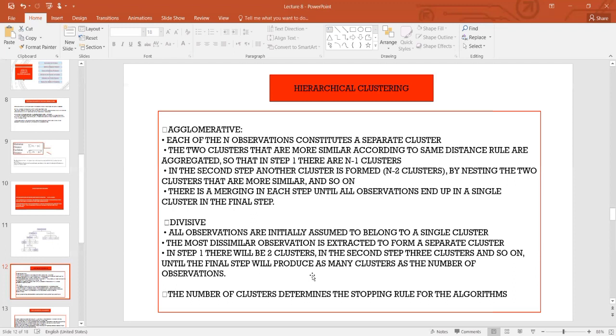And divisive, all observations are initially assumed to belong to a single cluster. The most dissimilar observation is extracted to form a separate cluster. In step 1, there will be two clusters. In the second step, three clusters, and so on, until the final step produces as many clusters as the number of observations. Okay, divisive هن بصير في عنا كذا جروب كذا cluster، هذا بيعتمد على dissimilarities عكس ال agglomerative.